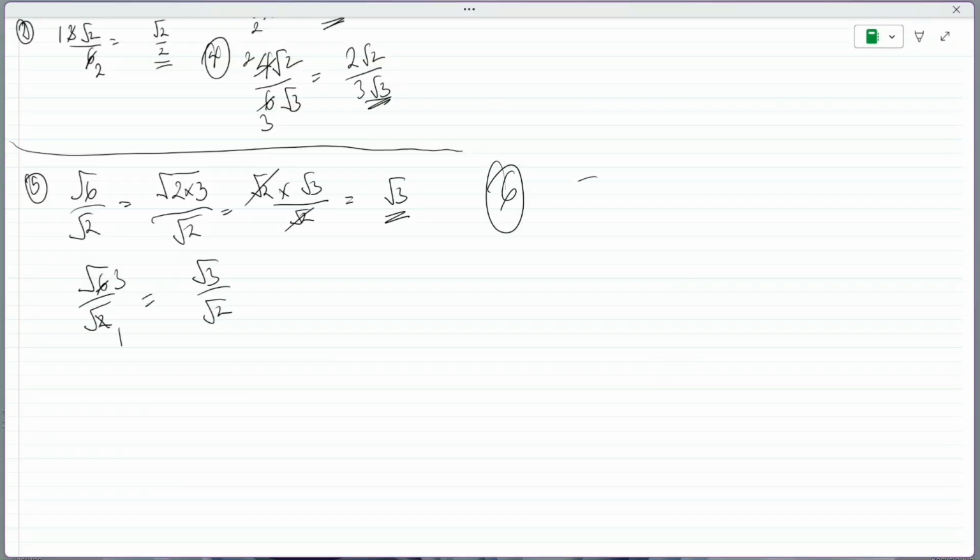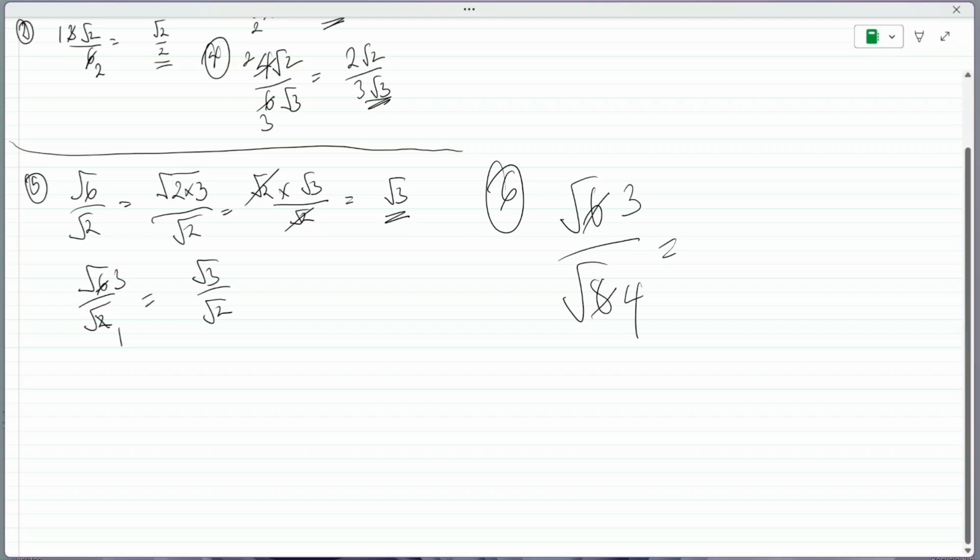Question 6. Let's say we have square root of 6 over square root of 8. You can just save time and say, what can go into 6 and 8? 2 can go into both of them. You have 2 here, 3, 2 here, 4. You have your answer as square root of 3 over square root of 4. This is not your final answer. The square root of 4 is 2, so you have square root of 3 over 2, because the square root of 4 is 2. This is your final answer.